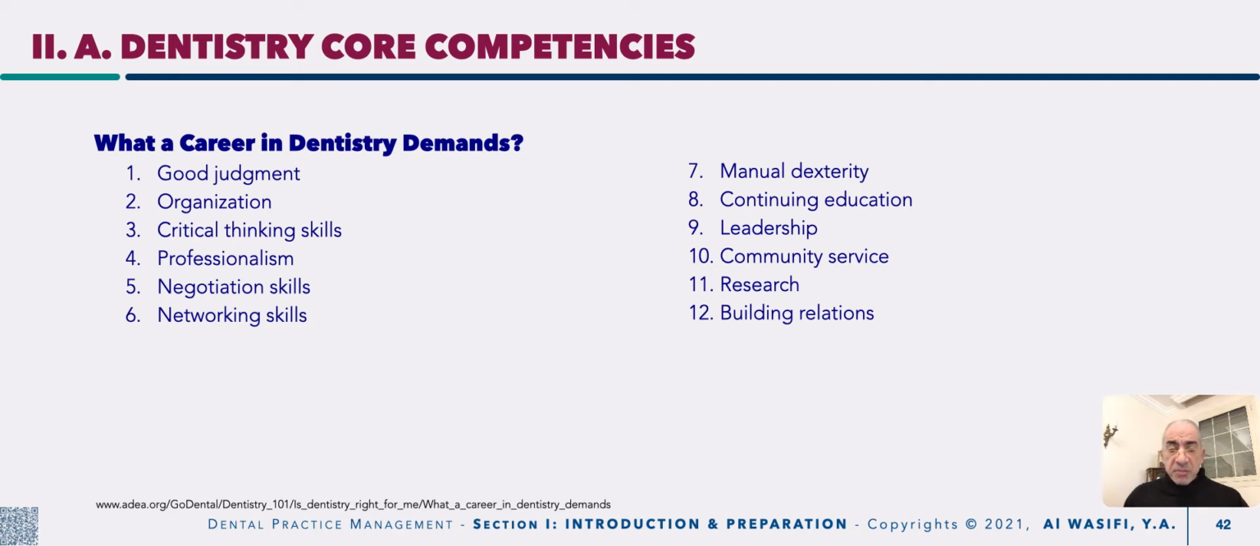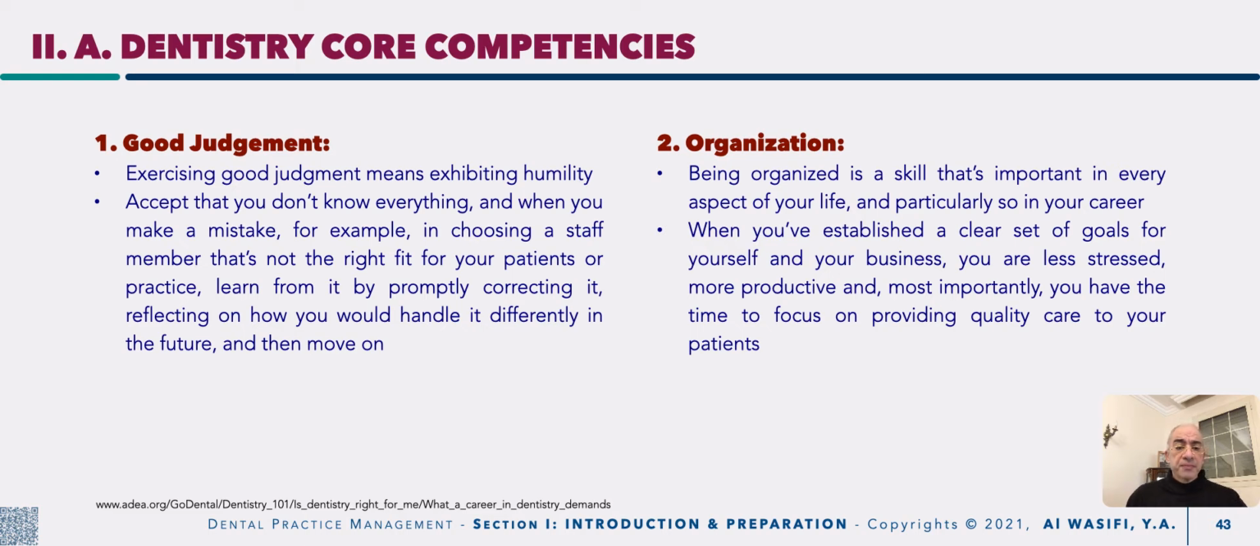What's meant by those 12 competencies? Number 1, good judgment. Exercising good judgment means exhibiting humility. Accept that you don't know everything. And when you make a mistake, for example, in choosing a staff member that is not the right fit for your patient or practice, learn from it by correcting it.